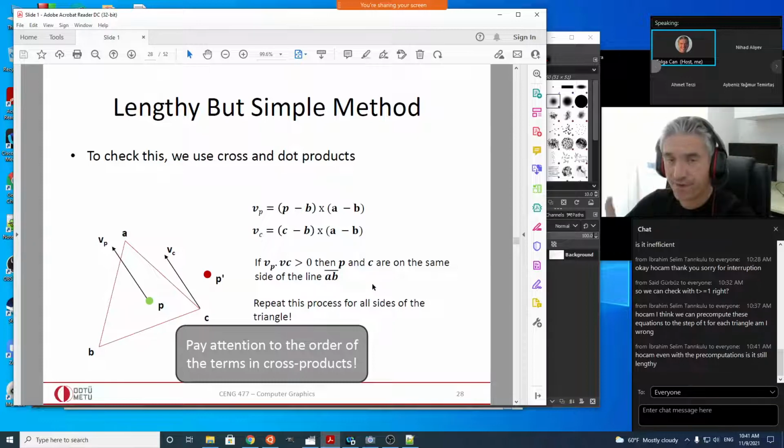I mean, we have practically tested this. I had this method implemented in my ray tracer. Ozoja had implemented the other version, and we have tried both of them. I mean, the other one is a little bit faster.